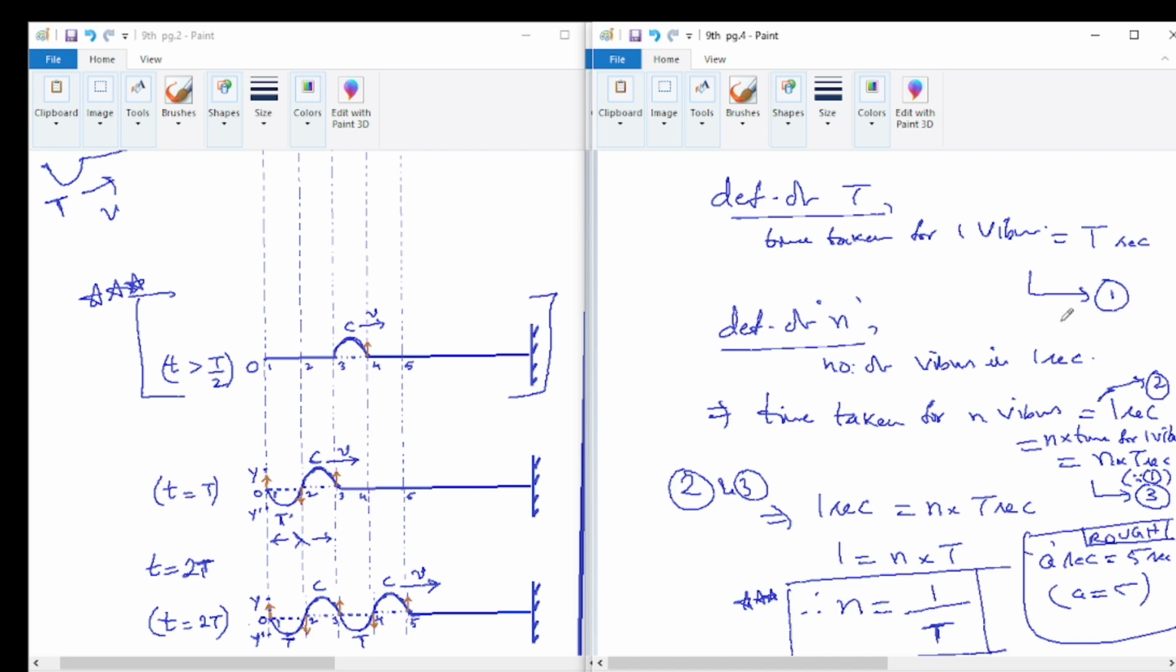But the time taken for one vibration, by the definition of time period, we already got as t. So n vibrations take n into t seconds. So 1 second can also be written as n into t seconds. Just check it once again. So that means n into t is equal to 1. So n is equal to 1 by t.